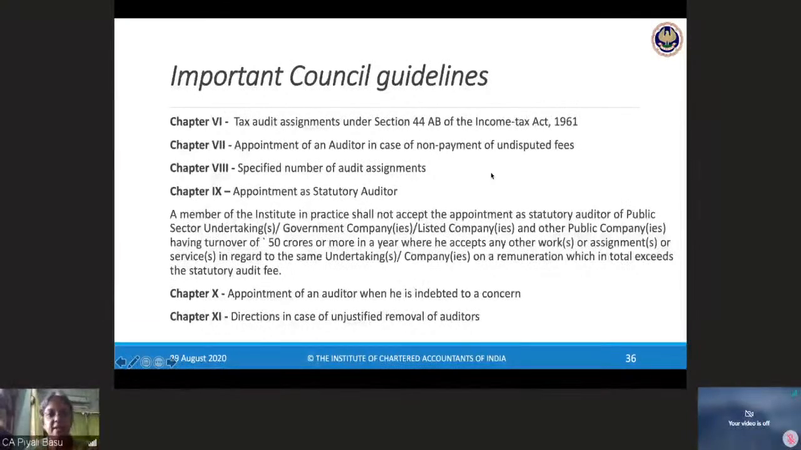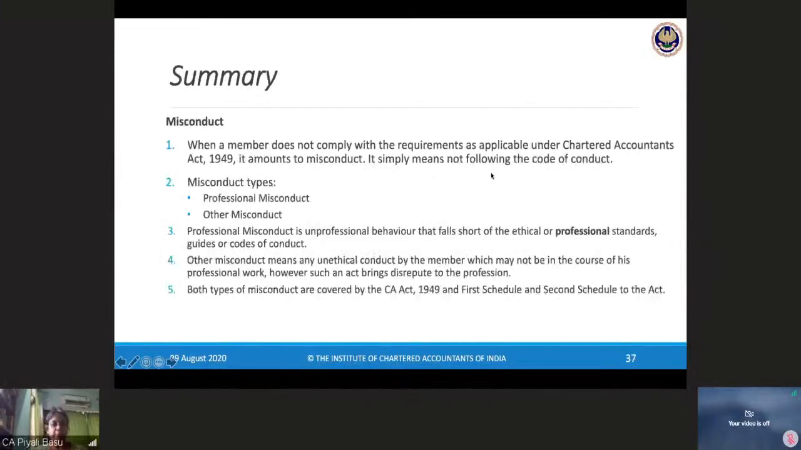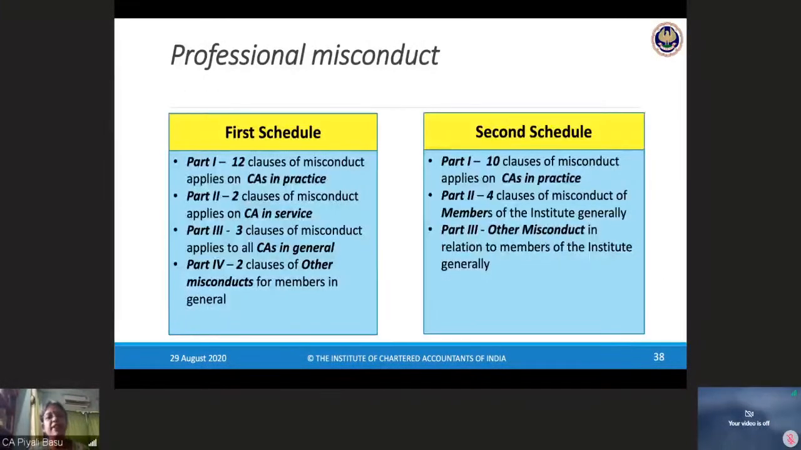This I explained. So in summary, we have the professional misconduct schedules, which give all the clauses meant for the members in practice and in service, and other misconduct applicable to all the members of the Institute, which we explained in the last 3 days, including today.